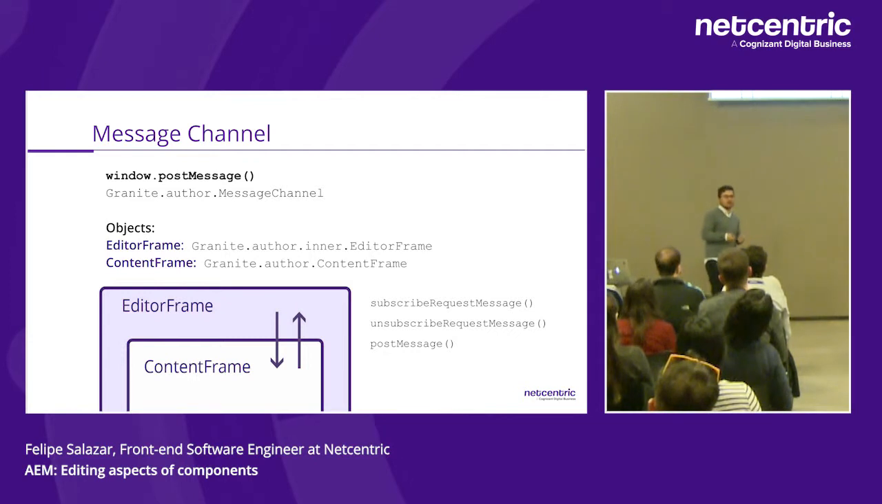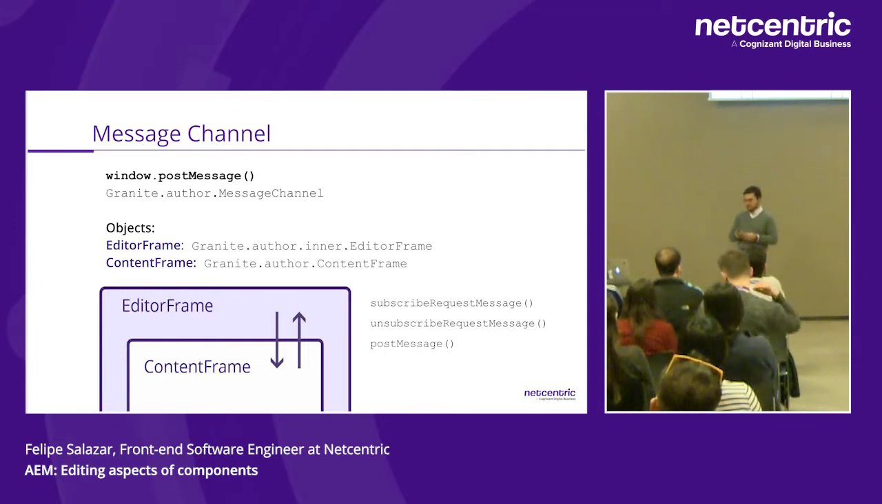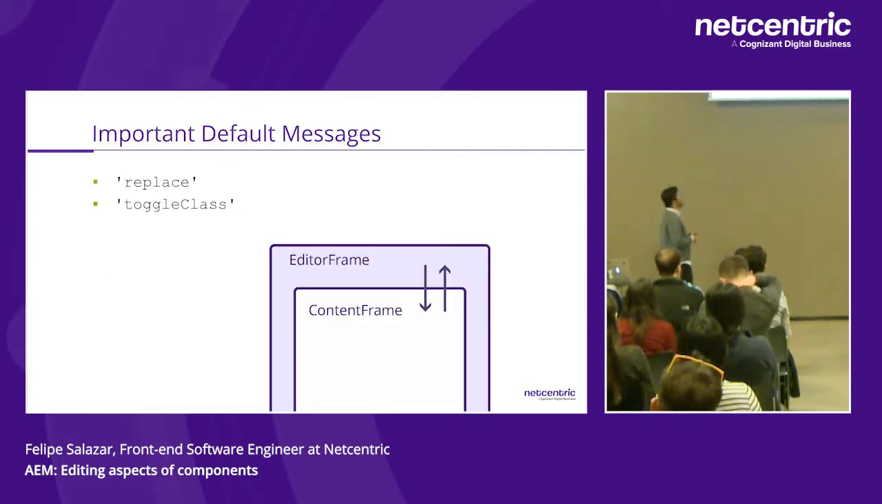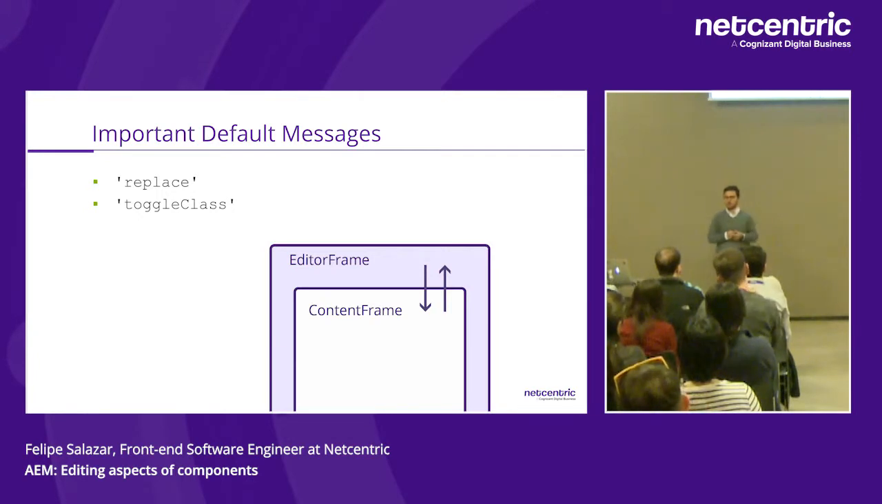There are three methods for this, three functions for this. Communication, which is very basic, let's say, is to subscribe to the message, to unsubscribe to the message, or to send information to the other frame, to emit the message. Okay, so there are different messages going on between these two frames, but these are the two that we think are the more important and more relevant.